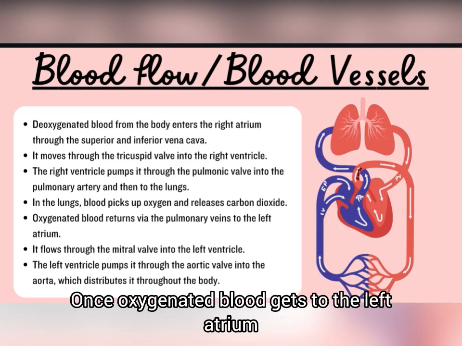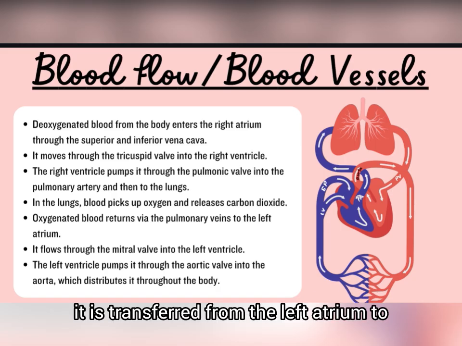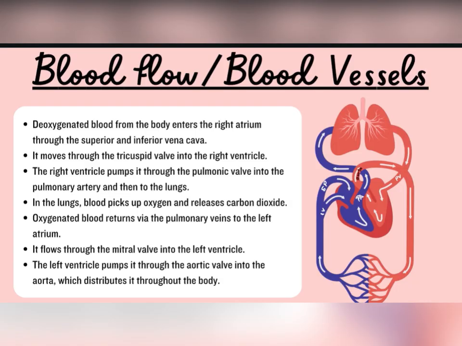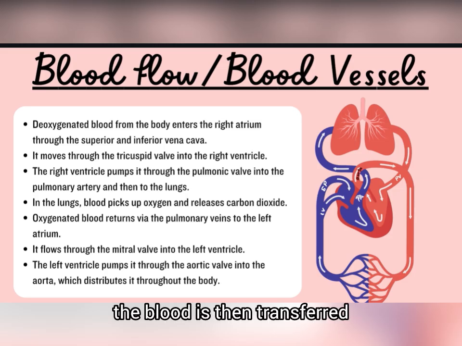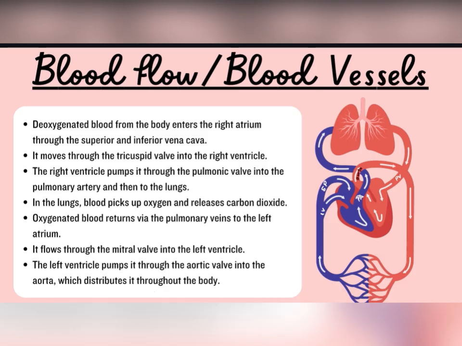Once oxygenated blood gets to the left atrium, it is transferred from the left atrium to the left ventricle through the mitral valve. From the left ventricle, the blood is then transferred, ejected to the rest of the body through the aorta.